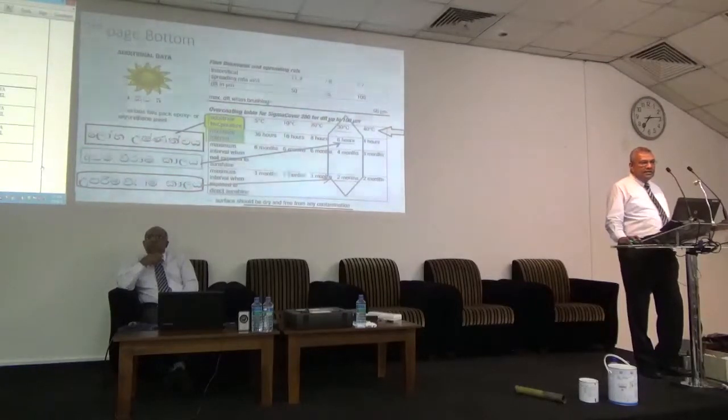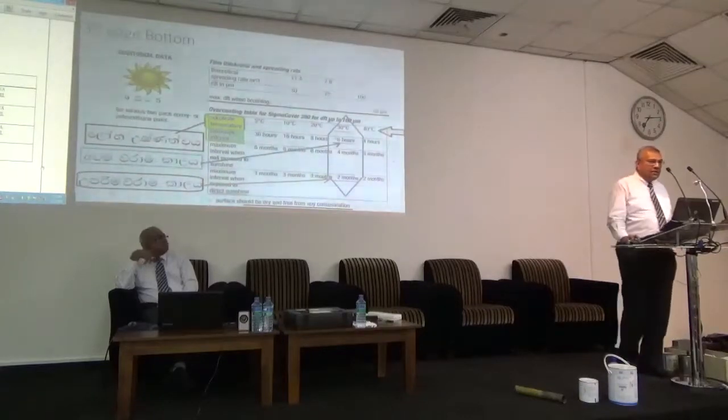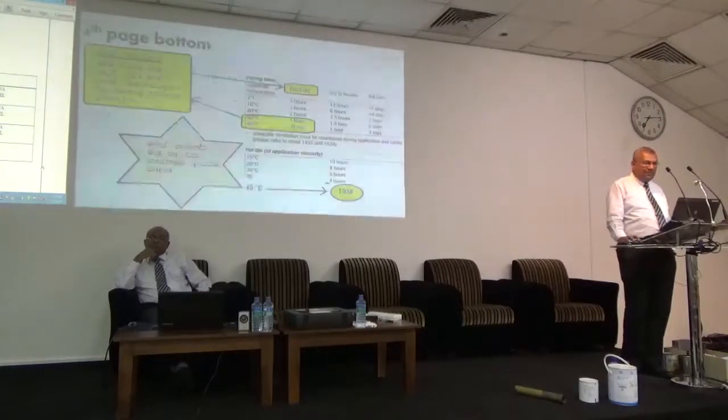And this is the substrate temperature. Because many people think this is the atmospheric temperature. This is not the atmospheric temperature, this is the substrate temperature. Maybe the atmospheric temperature is 25 degrees, the steel temperature is 45 degrees. So you have to take it at 45 degrees, not at 25 degrees. So then minimum interval, maximum interval. So we have to teach these painters. This is very important because otherwise he is going to exceed the 2 months.